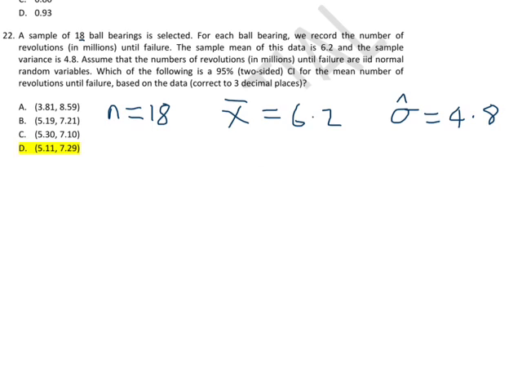Assume that the numbers of revolutions until failure are normal. So that means we can use a t-distribution. We'll talk about that in a minute. Which of the following is a 95% interval? So alpha is going to be one take that, 0.05.